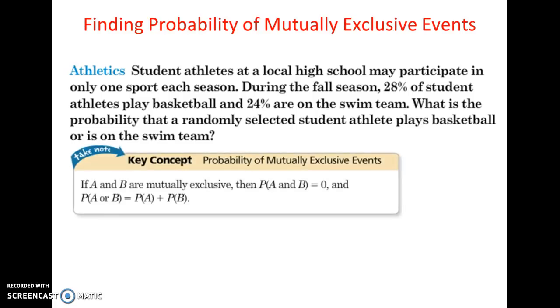Here is the formula for that. The probability of A or B happening is the probability of A plus the probability of B. So independent events, it's multiplication. Mutually exclusive events, it is addition. I'd pause this and write this into your notes.